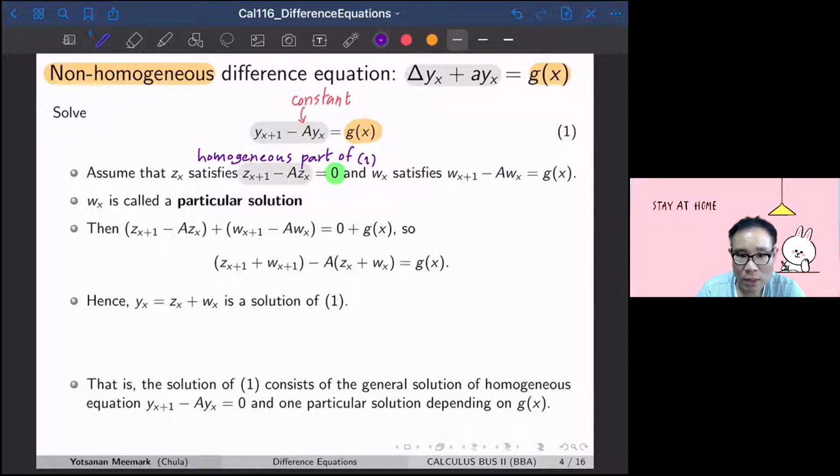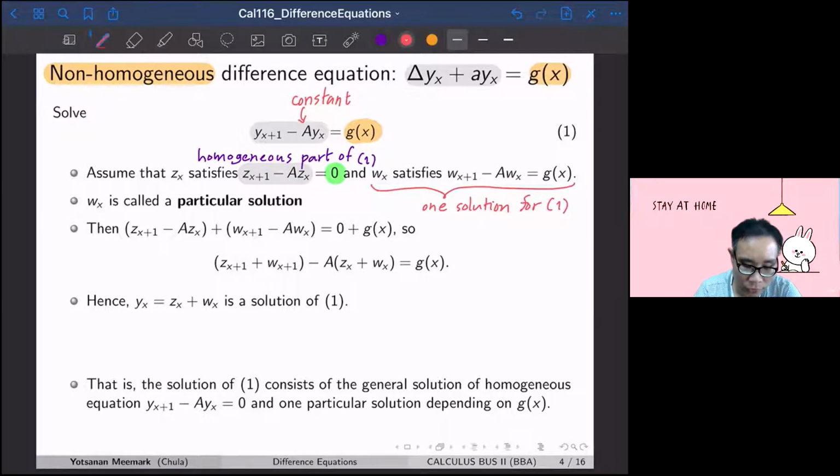So you have the homogeneous part, and w is going to be one solution for equation 1. We are able to generate other solutions.